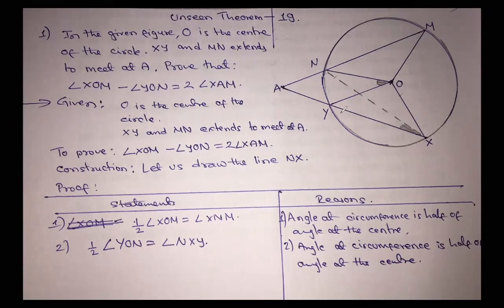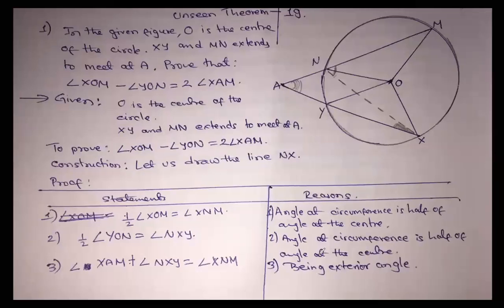So here also, this is the angle at the center and this is the angle at the circumference. So what is the relation here? The relation is half. So the angle at the circumference is half of the angle at the center. So let us go to the next number then.